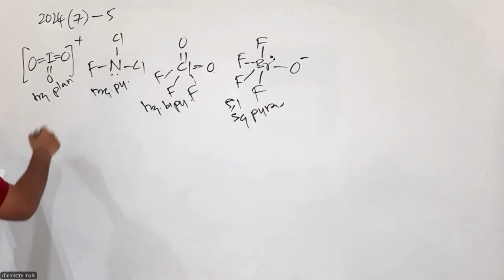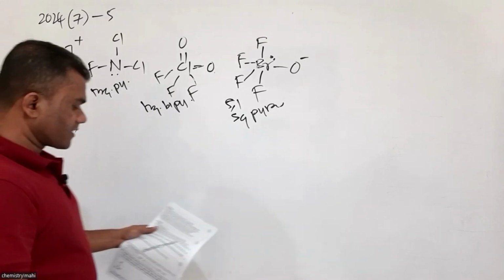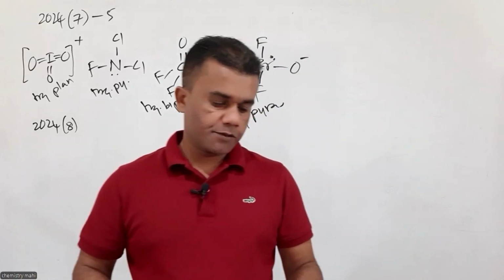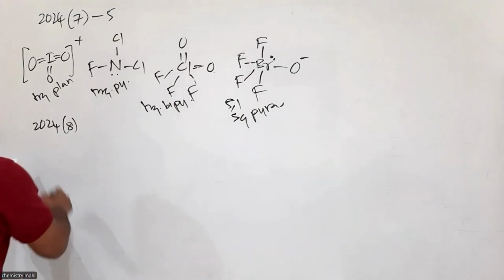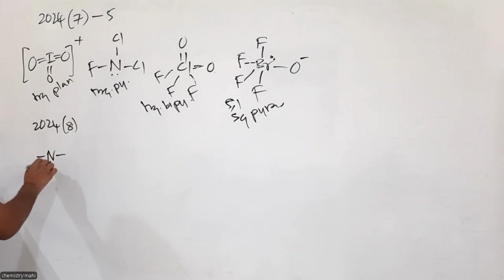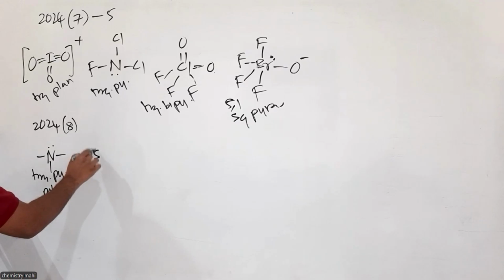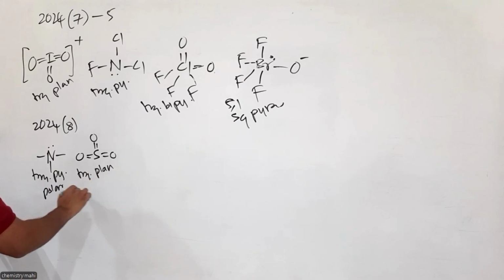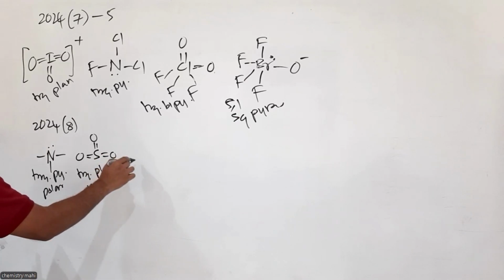Question 24 again, 8th question. Select the incorrect statement. So here also different properties are given. Among the chemical species, the only polar species is NCl3. I think you remember the polarity we discussed. NCl3 is trigonal pyramid. Trigonal pyramid comes under the polar category. SO3, double bond, double bond, double bond, trigonal planar. Trigonal planar comes under the non-polar category.